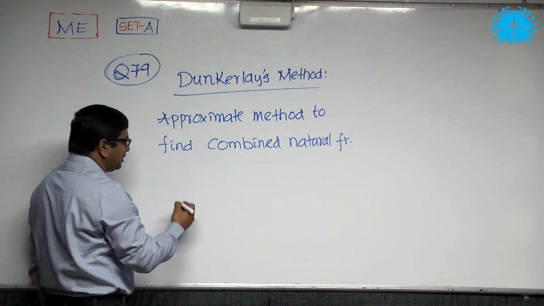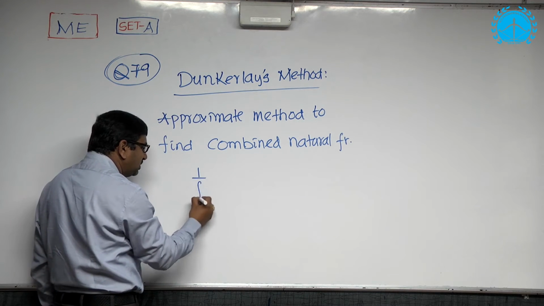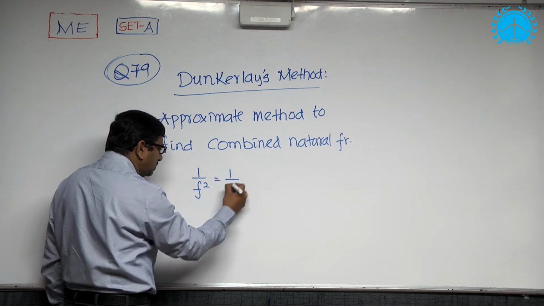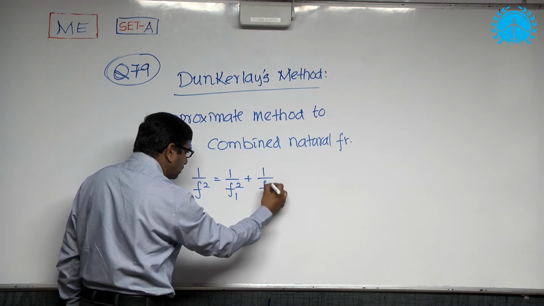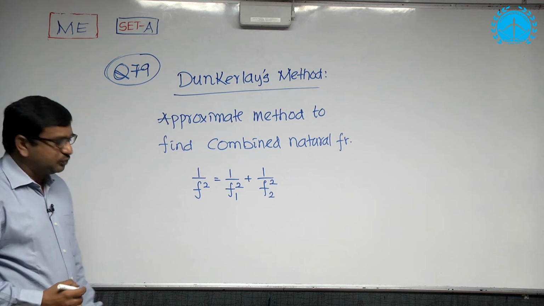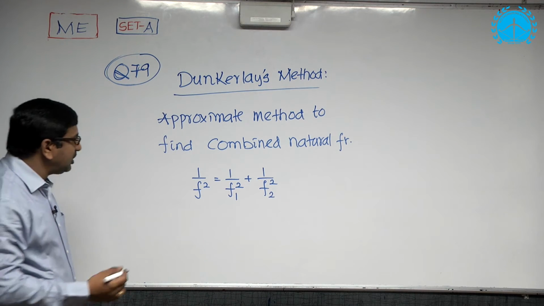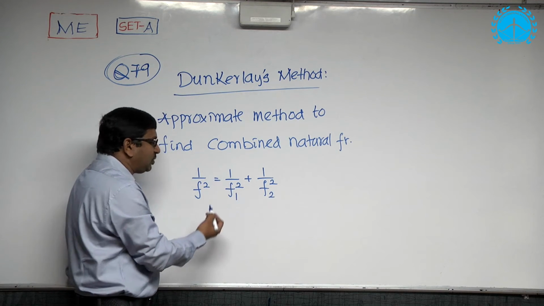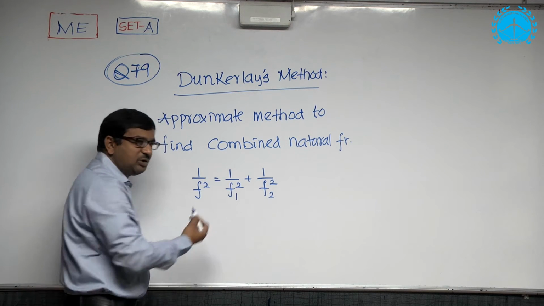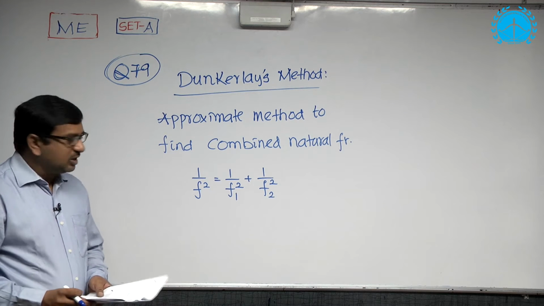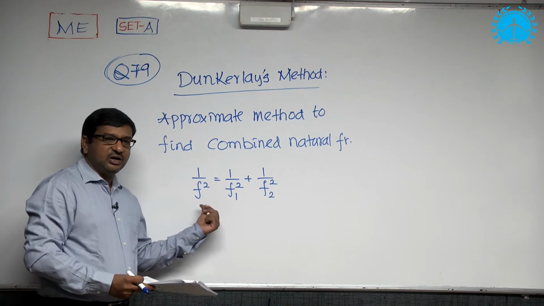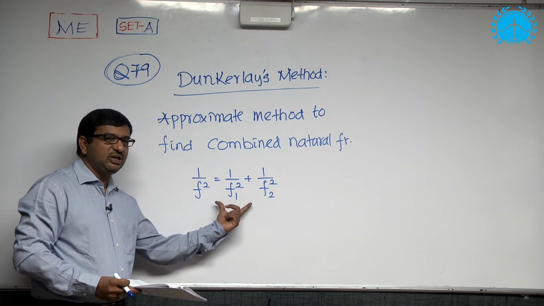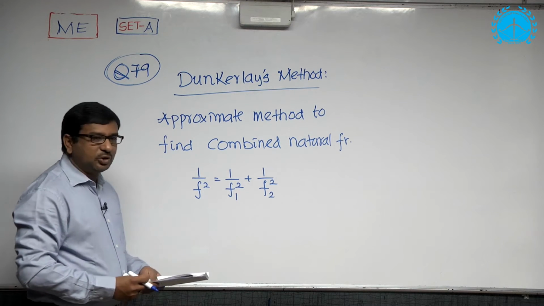So as per Dunkerley's, it is given as 1 by f square is equal to 1 by f1 square plus 1 by f2 square, where f1 stands for the natural frequency when only one rotor is taken, f2 is the natural frequency when only the second rotor is taken into consideration, and f stands for the combined natural frequency when two rotors are kept on the same shaft.